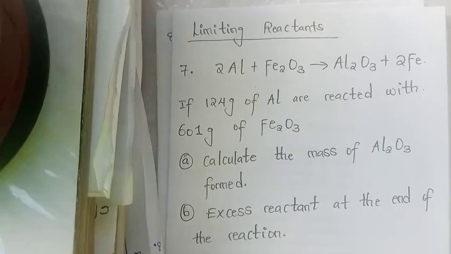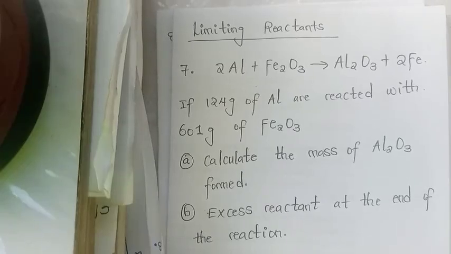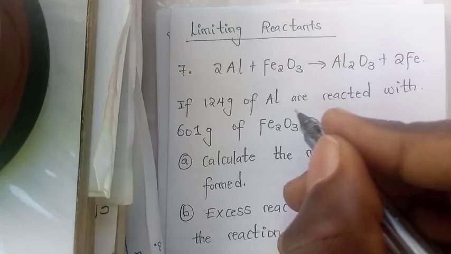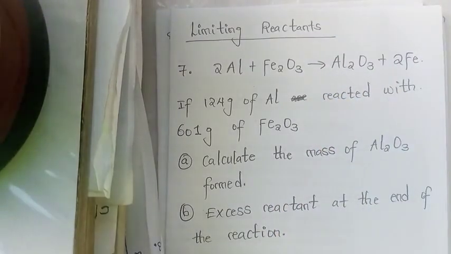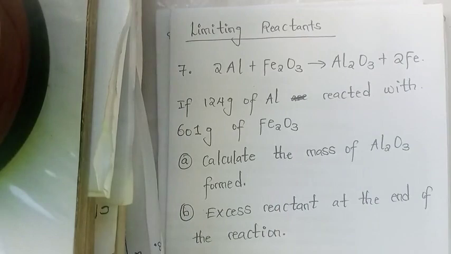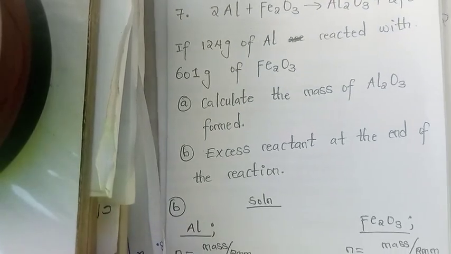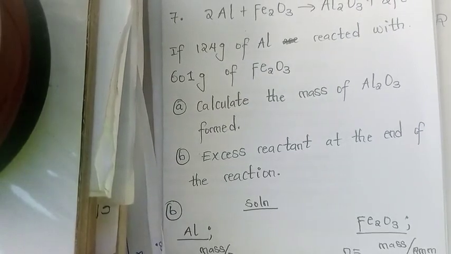So now, let's discuss the issue of limiting reactants or limiting reagents. Here is the reaction given above. Then they are saying if 124 grams of aluminium are reacted with 601 grams of that substance, calculate the mass of aluminium oxide formed. Then B, the excess reactant at the end of the reaction.